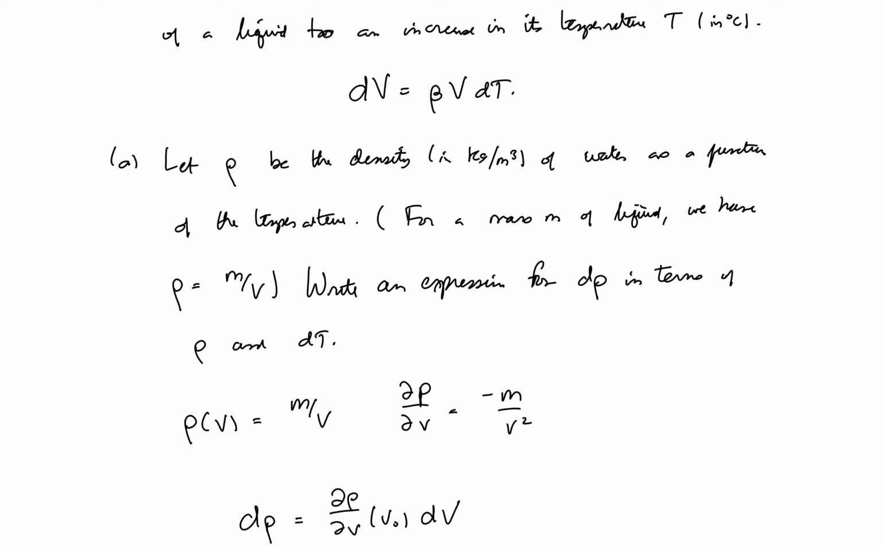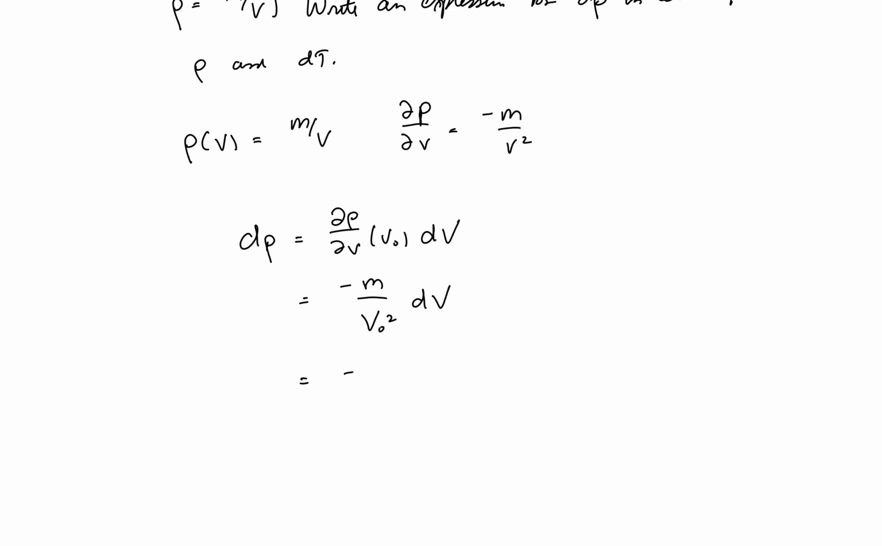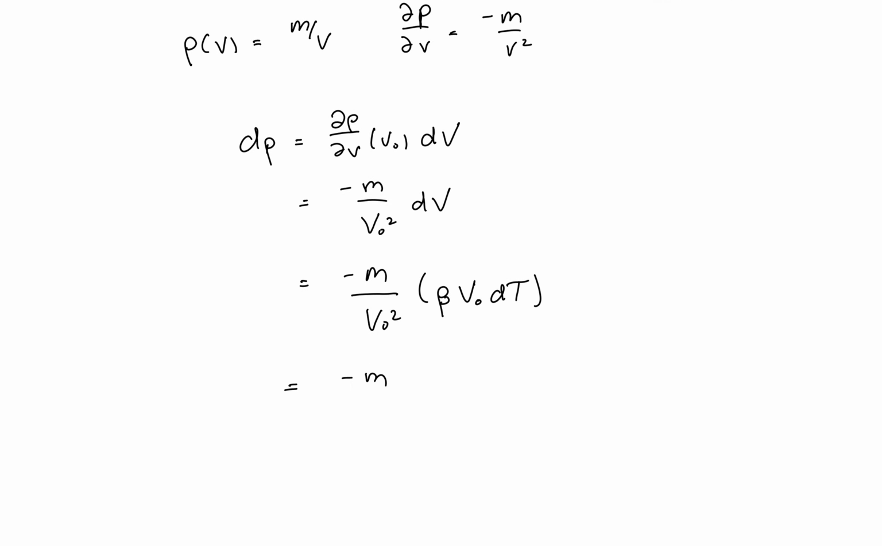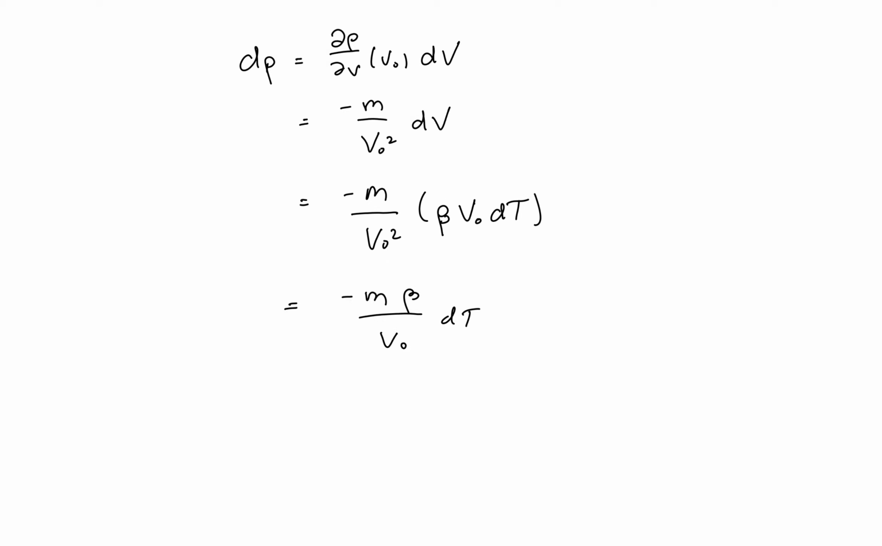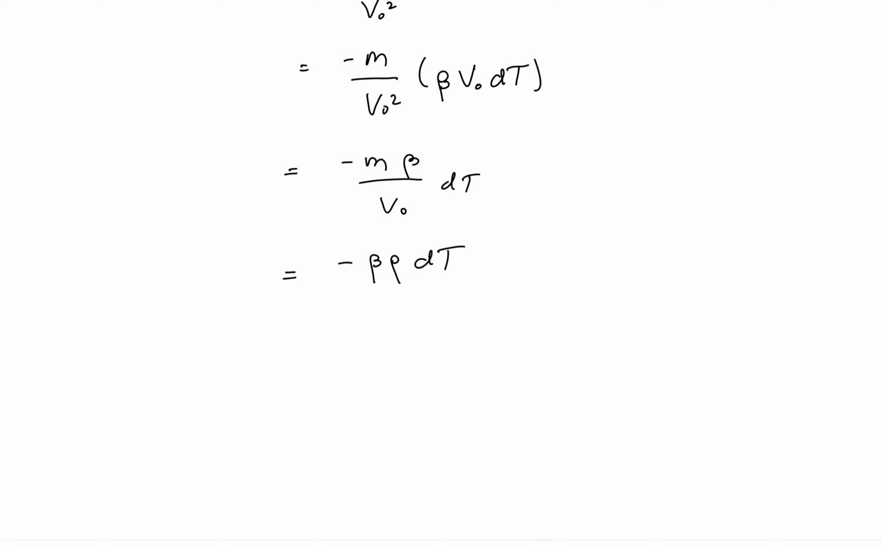And now we can use this formula above for the dV. So this is minus m over V0 squared, and now remember this is beta V0 dT. And so this is minus m beta over V0 dT. And so that m over V becomes rho, so that gives us our d rho in terms of beta, rho, and dT. So that's our first step. Now let's actually do something with this.